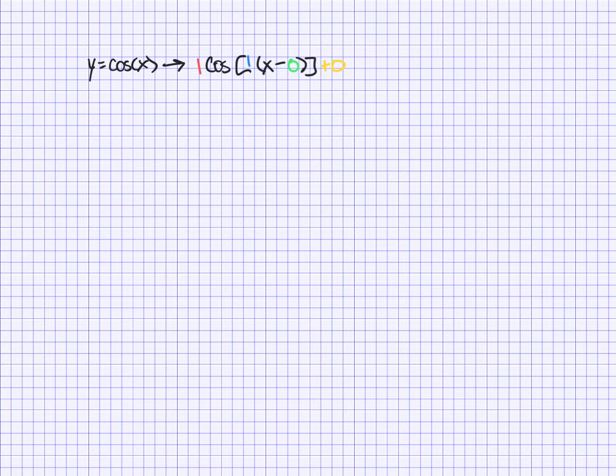plus 0. So this is where our amplitude is 1, our frequency is 1, our period, we'll get to that in just a moment, our phase shift is 0, and our midline is 0. So this is the most basic kind of function. There's no features, it's not being stretched or shifted at all. It's really just, here's what we have.